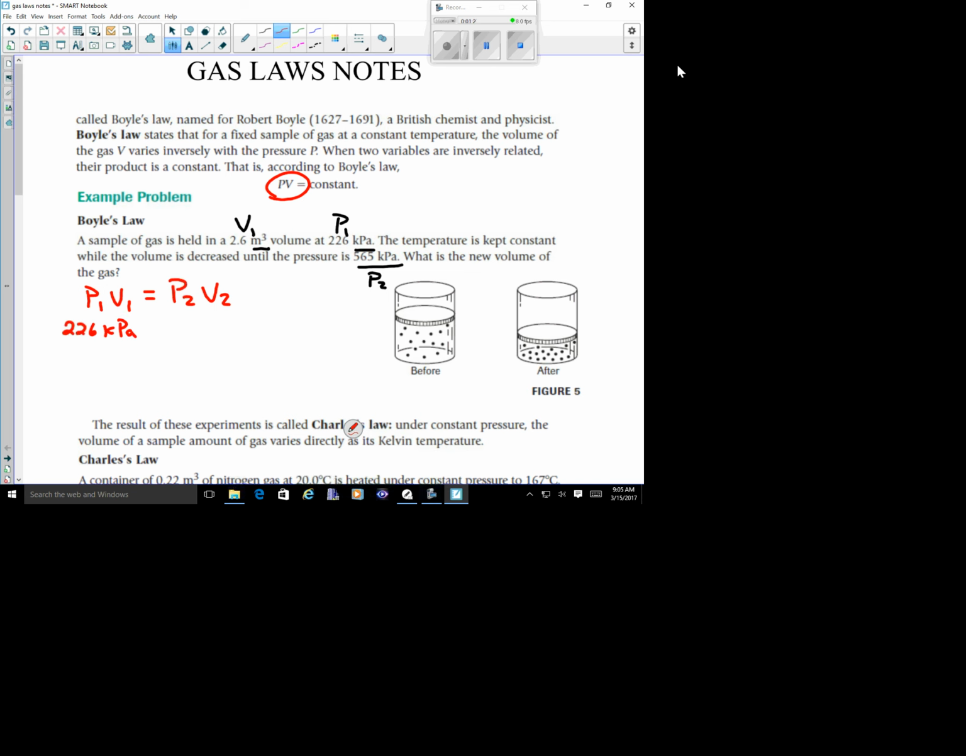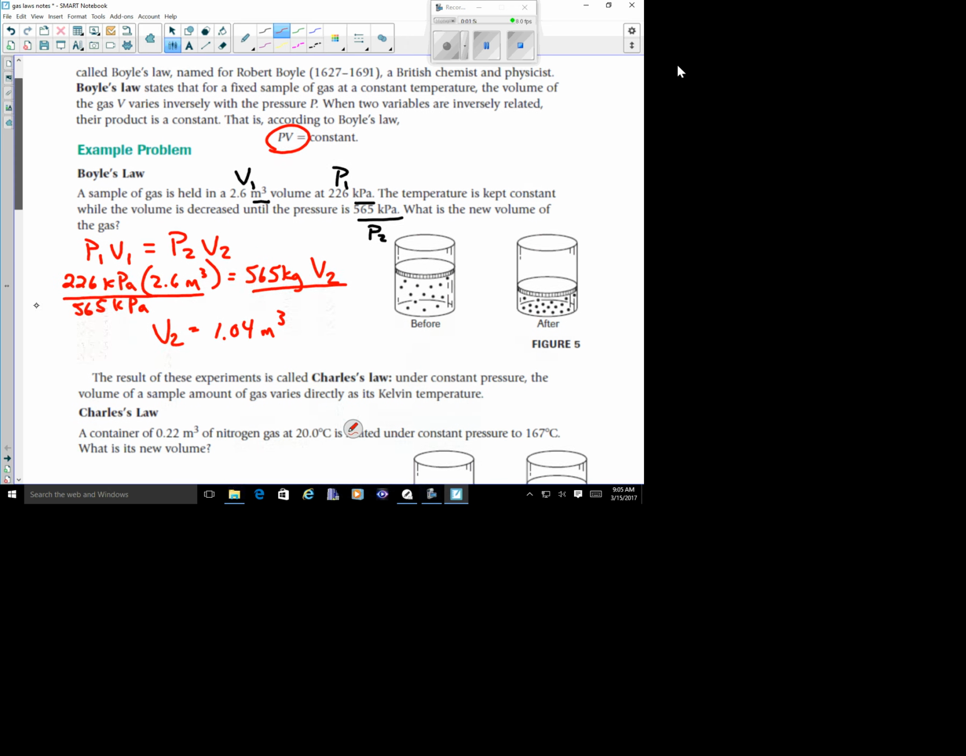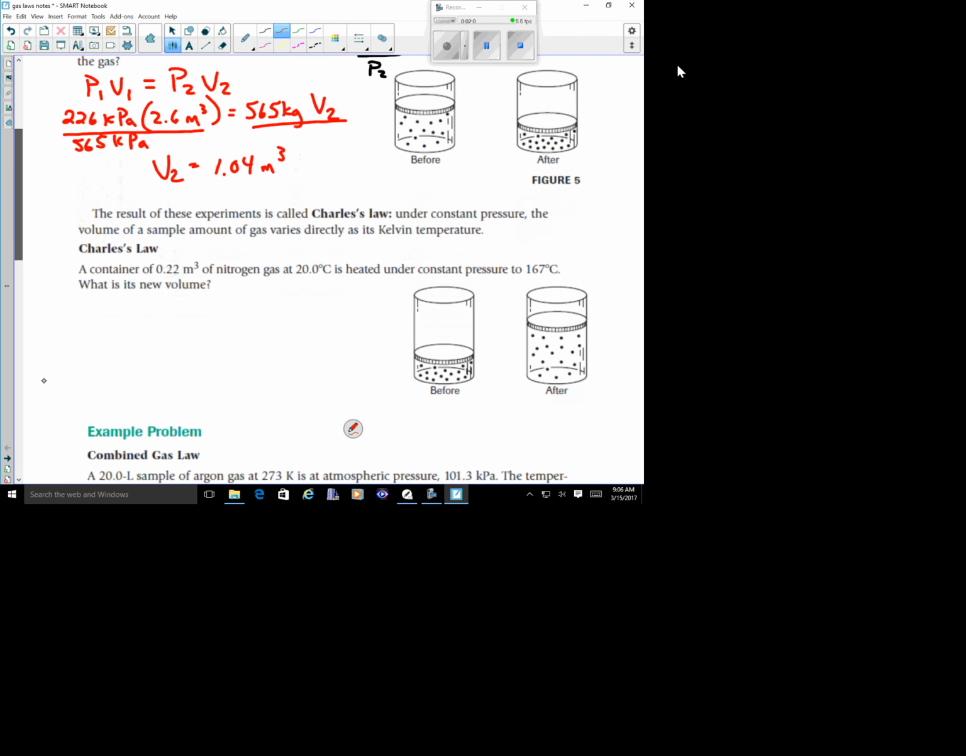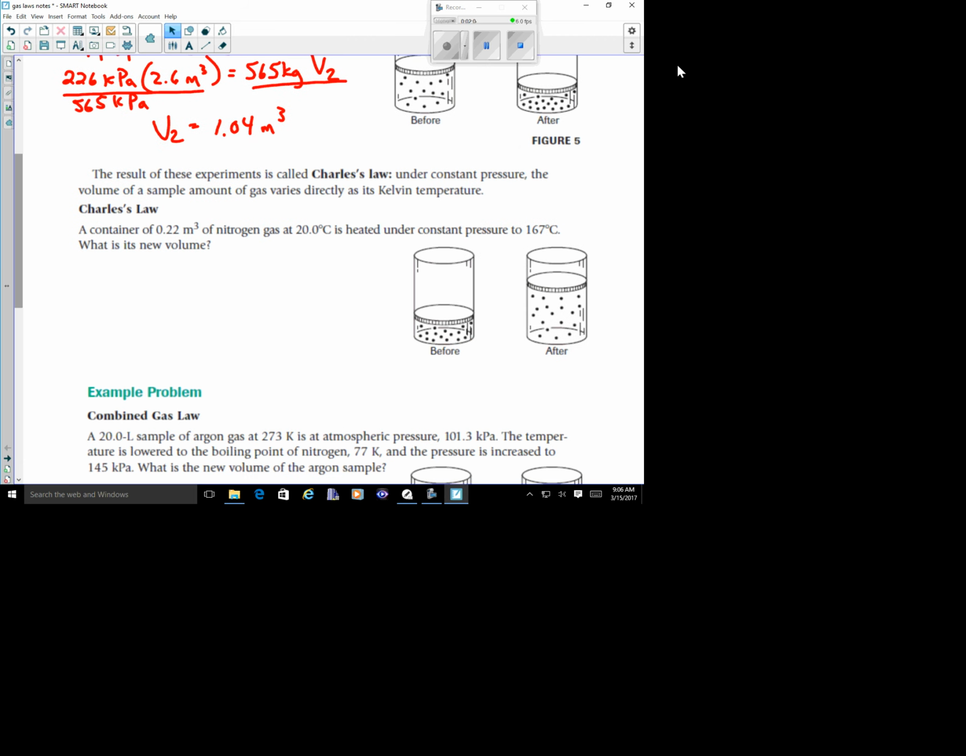And then I got 2.6 cubic meters. Over here on the other side, I have 565 kilopascals. And it wants to know what the second volume is going to be. Well, if I now divide both sides by 565 kilopascals, you end up getting an answer of volume 2 equaling 1.04 cubic meters. So that's Boyle's Law. And we'll do some examples of Boyle's Law in the lab here coming up. And we're going to take some shaving cream and put it in a vacuum chamber and make it get really, really big. Now, the next thing we're going to do is Charles's Law.